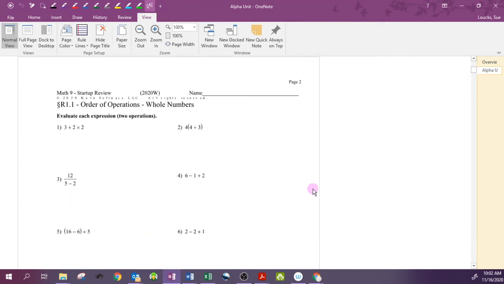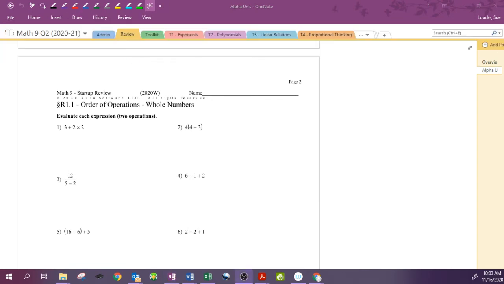So this is order of operations with whole numbers. So I'm just going to do 1 or 2 examples for you. So let's do example 1. Okay, the formal, proper, official way to do this is to look at your expression, decide which operation you're going to do first, and then underline what it is you're going to do. So I'm going to underline, I'm going to do the multiplication because multiplication comes before addition and subtraction.